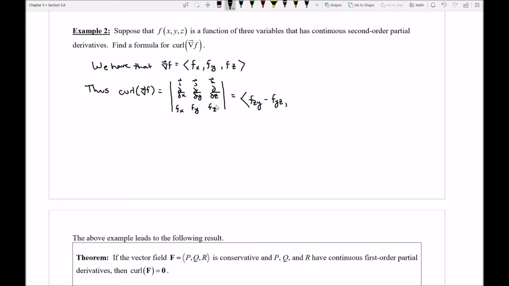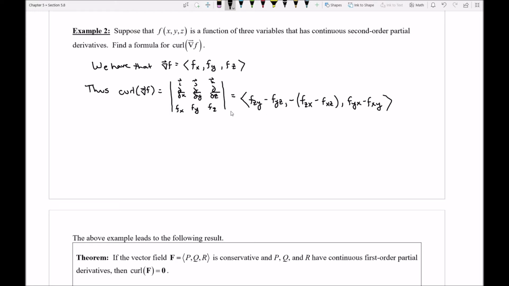Well, now I can move to my middle term. I can see again this is going to have a negative on it, so let's see what we come up with here. I'm going to have an f z x minus, and I'm going to have an f x and then partialed with respect to z. All right, and then for my final component here, I'm going to have f y x and then f x y. So f y x minus f x y.